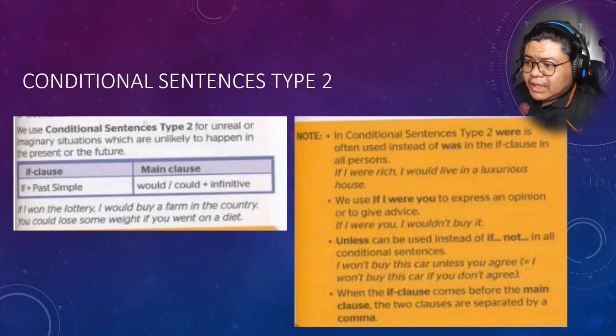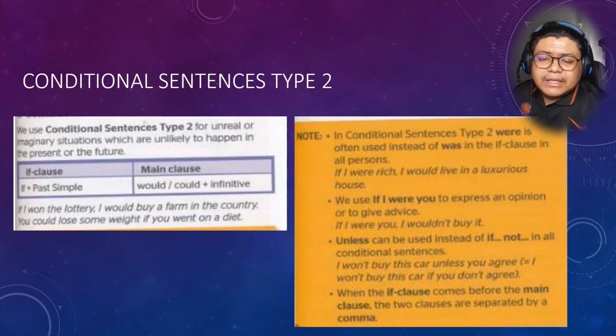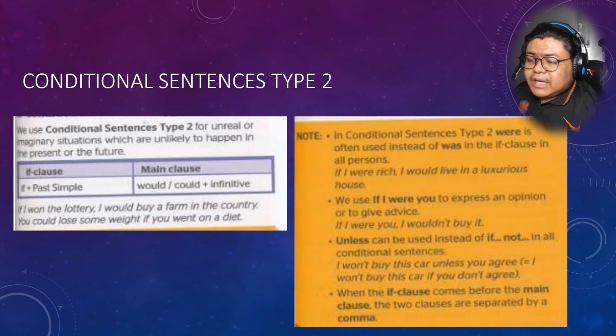Okay, were often used tau, tapi apa maksudnya kat sini, kalau nak pakai was pun boleh juga. Okay, dia tak kata salah. Okay, dia kata oftenly used in conditional sentence yang type 2 ni biasanya kita akan gunakan were. Kita jarang gunakan was, tapi nak pakai pun boleh. Bergantung pada dia punya subjek lah. So kalau subjek dia he or she, then you have to use was kan.